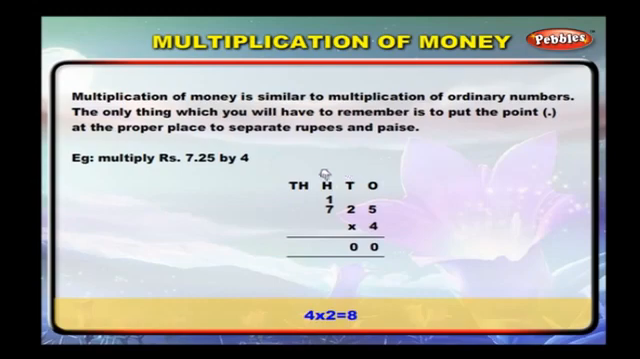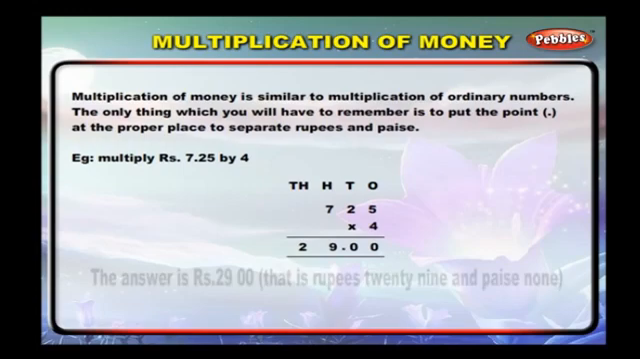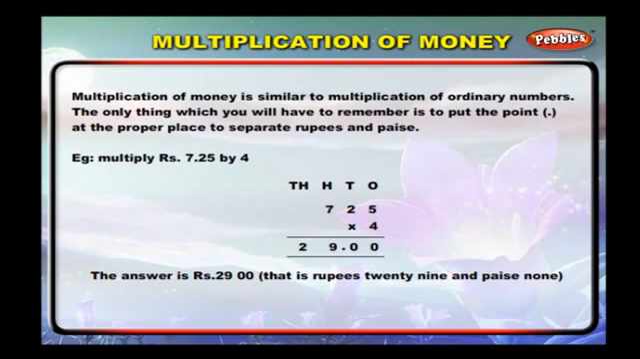Now multiply 4 with the number in the hundreds column. 4 into 7 is equal to 28. Add the carry over number 1 to the product. We get 29. Write 9 below the hundreds column and 2 in the thousands column. The answer we get is 2,900. Now put the point at the proper place. The answer is rupees 29. That is rupees 29 and paise none.